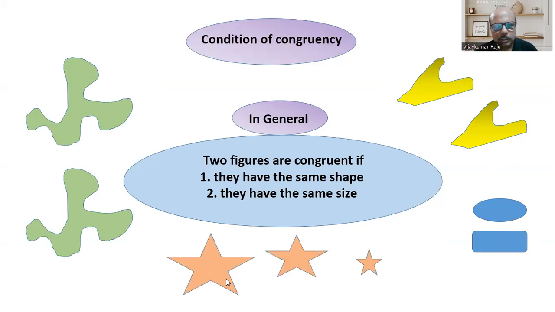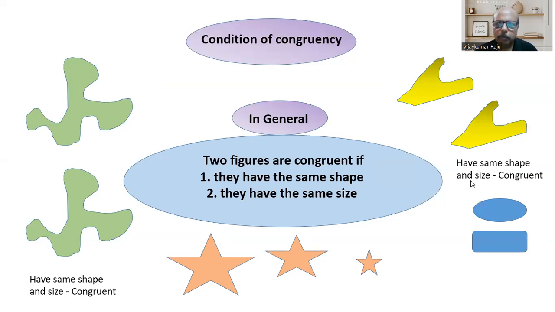See this. All are stars. They have the same shape. Size is different. So they are not congruent. Here they have the same shape and size, so they are congruent. See this? They have the same shape and size, they are congruent. See this? Have same size but different shape, not congruent.